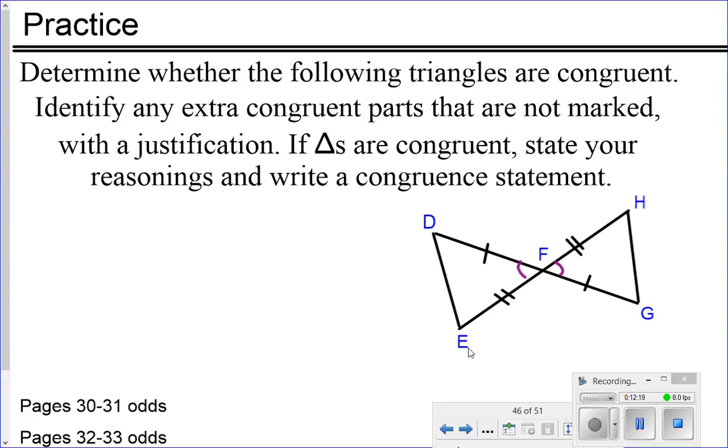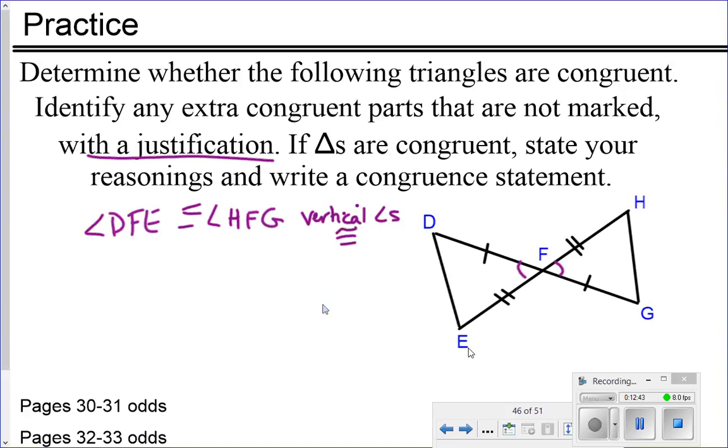So angle DFE is congruent to angle HFG. Okay, and I'm supposed to give a justification. So my reason is vertical angles are congruent. Okay, so now that I have that piece of information marked, I'm going to go to my triangles and I see a side, and the angle is in between. So that's side, angle, side.